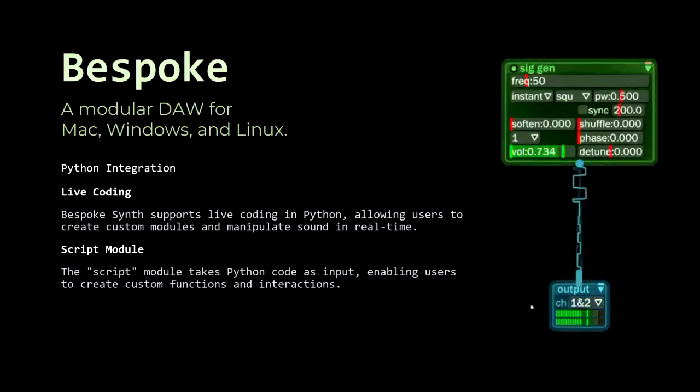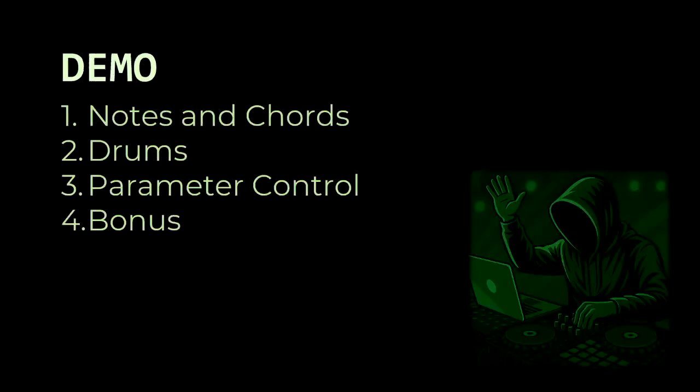Later I'll be sharing how to use a script in Bespoke, using Python, to create notes, create chords if you play several notes together, or create a drum beat while you play your music, and control other parameters like the filter or other musical effects that DJs or music producers use. And as a bonus, I have another track that I can share, and we can deep dive into how it's implemented.